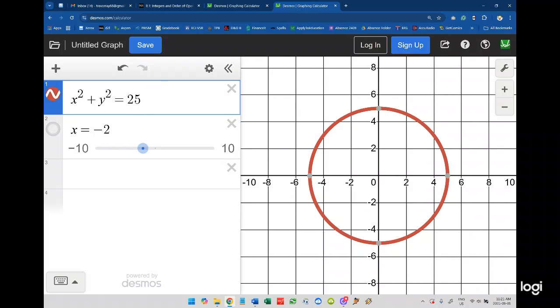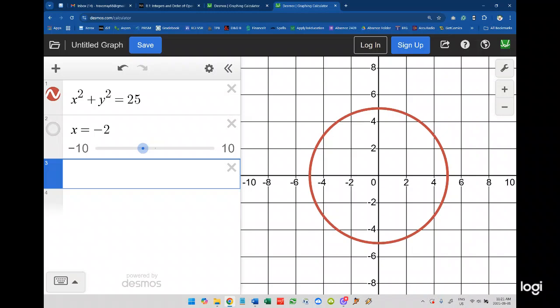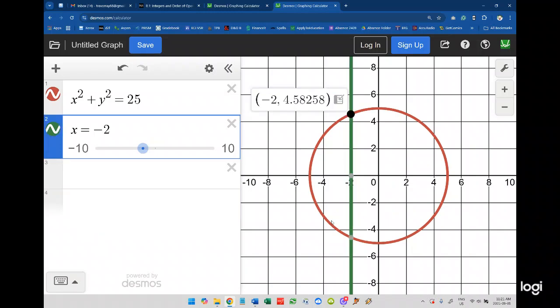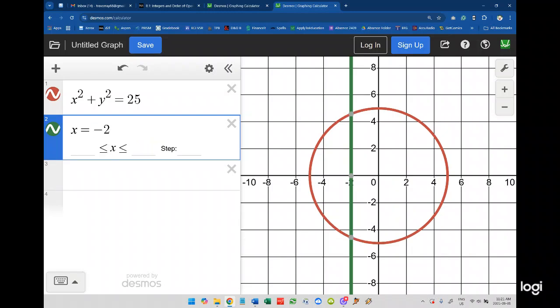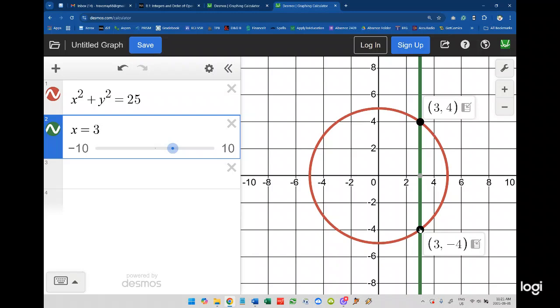So a circle is a perfectly valid relationship between x and y, but it is not a function. And the reason for that is it fails the vertical line test. If I turn on x equals -2, you'll notice it goes through the circle there and there. So this is not a function. A single x equals -2 gives me 2 possible outputs. You know what? Let me make this a nicer one. I'm going to make it 3. If I input 3 for x, I get y equals 4 or -4.